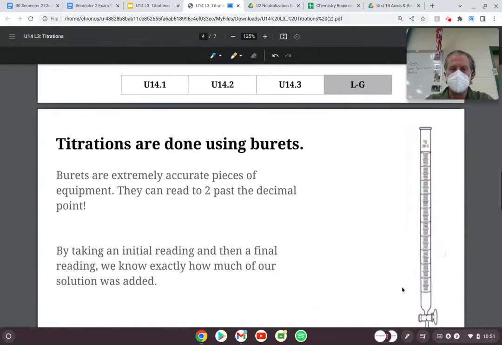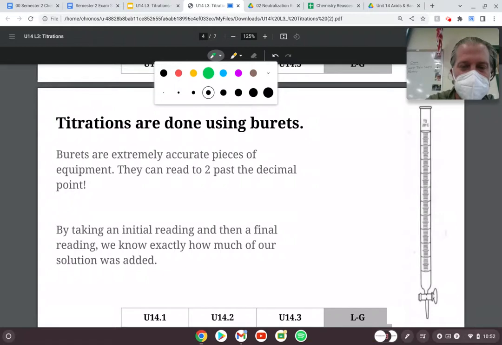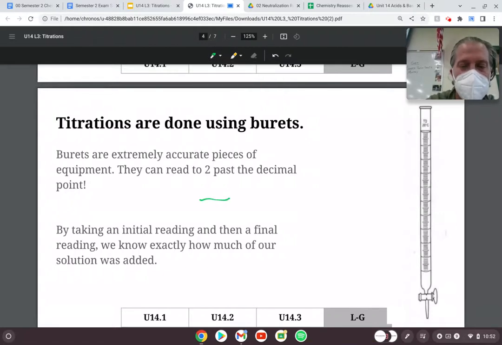So the lab equipment that you're going to use when you do the lab is called a burette. And the burette is a very, very accurate piece of lab equipment that measures volume of fluid or liquids. It's so accurate that you have to be able to read to two places past the decimal. So when you record your data, it's going to be something like 3.07 milliliters.